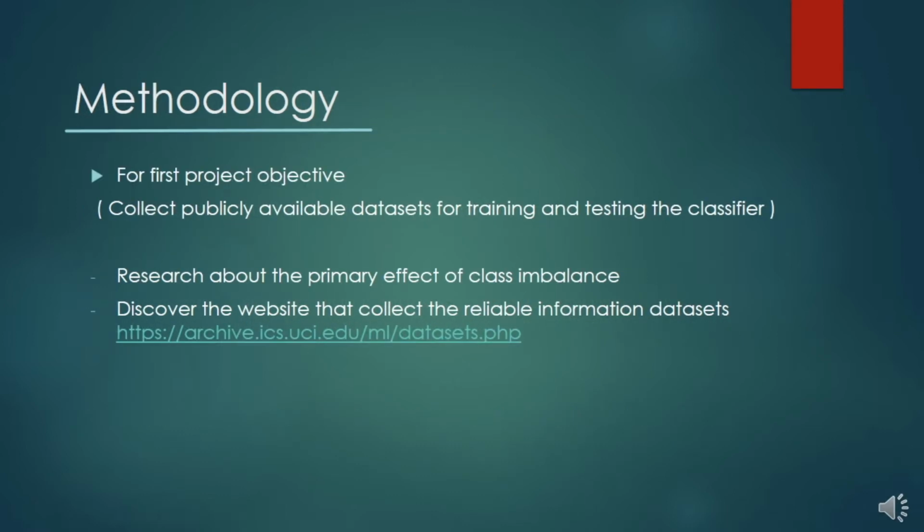Our methodology in the project: we divide the methodology into three parts following our project's objectives. For the first project objective, which is to collect publicly available datasets for training and testing the classifier, first we research the primary effects of class imbalance, and then we discover a website that collects reliable datasets. The website that we chose is the UCI Machine Learning Repository website.